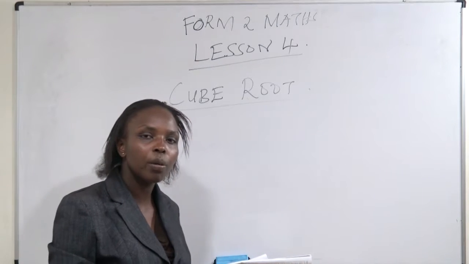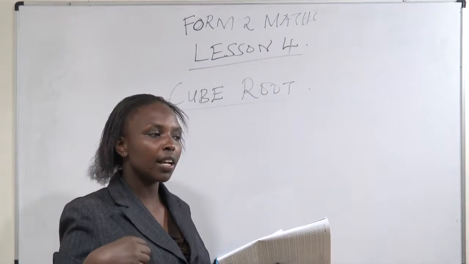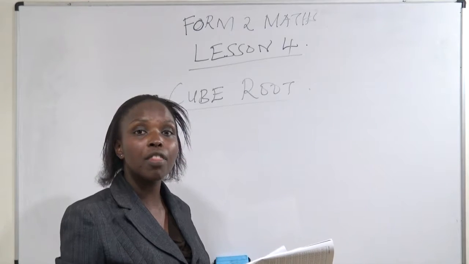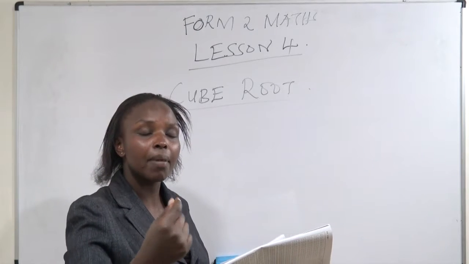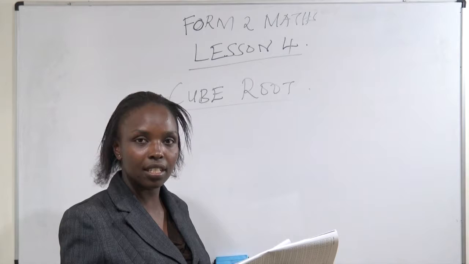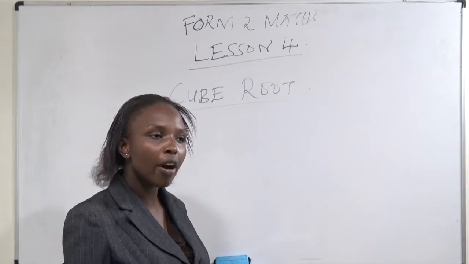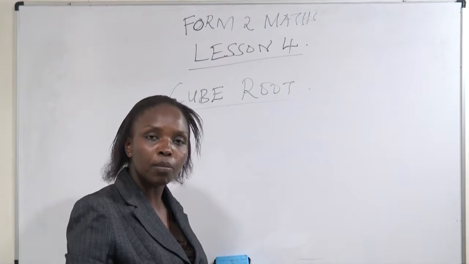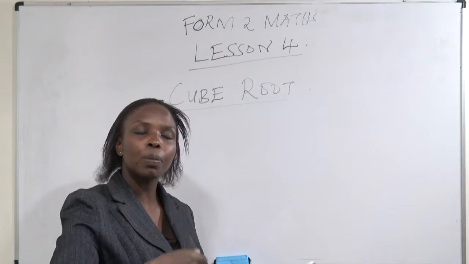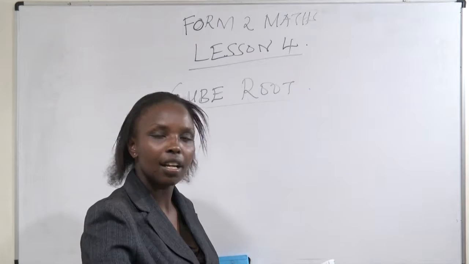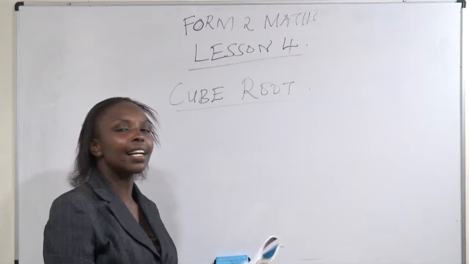Remember, we said a cube is whereby you're given a number, then to get the cube of that number, you multiply that number by itself thrice or 3 times. Now, cube root is like the reverse. You already have the number in cube form, so you get that number that you multiply by itself 3 times to get that cube number. So, it's like the reverse.